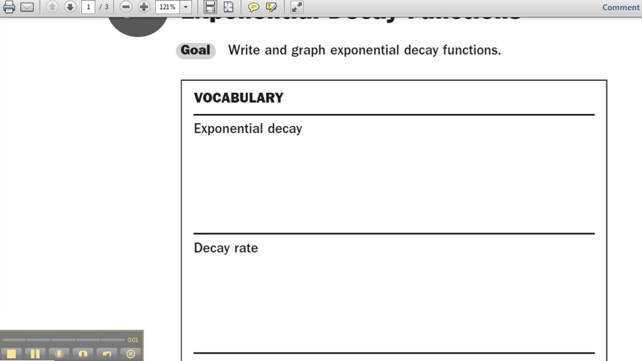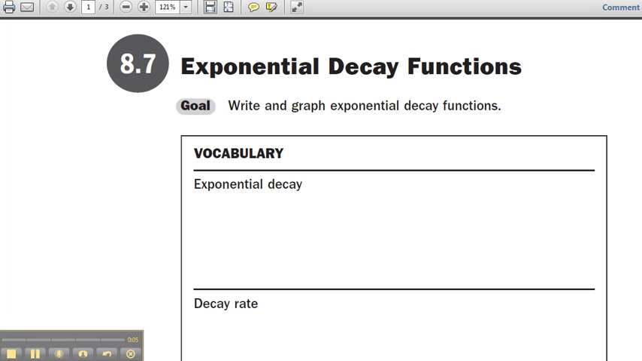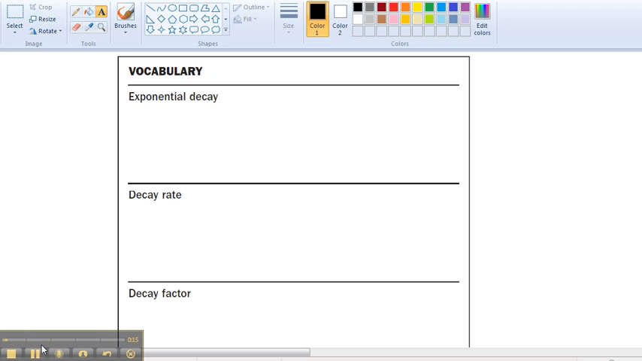Okay, in 8.7, we're going to think a little bit about decay. So decay makes things worse. What we're going to do is find a way to graph that and find a model that works for decay. So let's try to do a little vocabulary here.